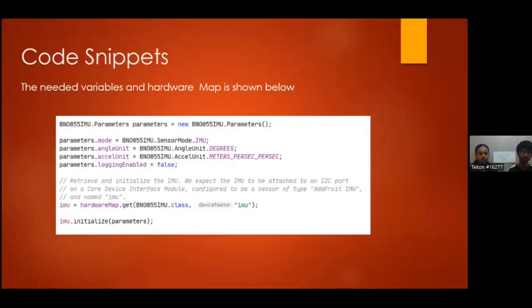So this is a quick code snippet. Here we are initializing the IMU in hardware mapping, and these are the 4 sets of units that it returns.